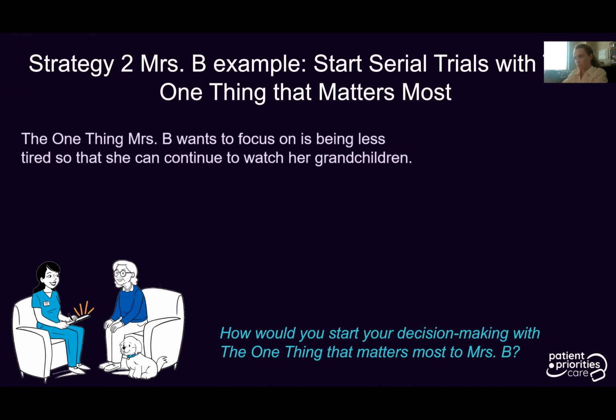So this is why we start with the one thing, so that our clinicians can really zero in on the language and decision making. So for Mrs. B, we know that we want to focus on helping her to be less tired, and so she can watch her grandkids. And one of the serial trials that we suggest here is retrying something that she felt burdensome, that CPAP machine. And I think Dr. Campbell had some really great ideas, and I'll just offer another script so you can click again.